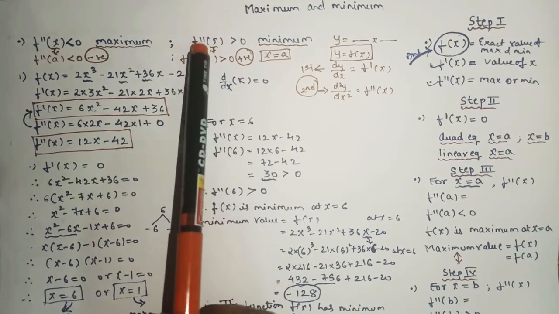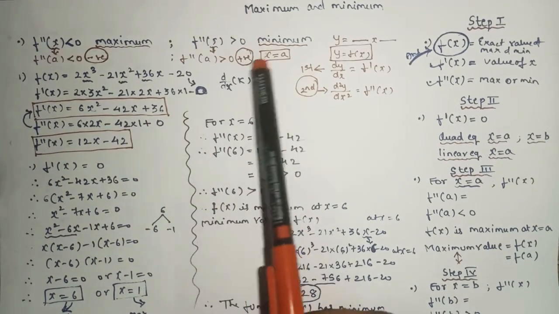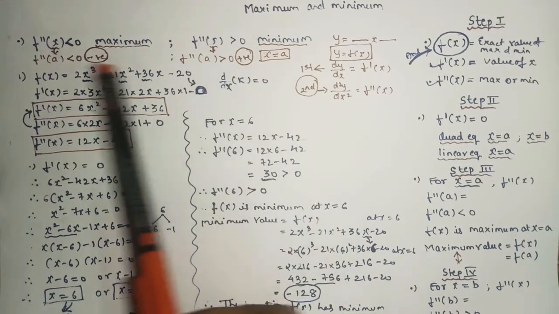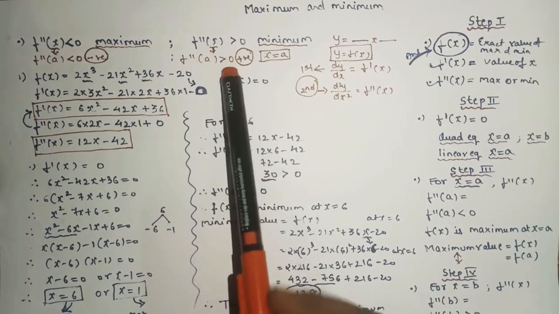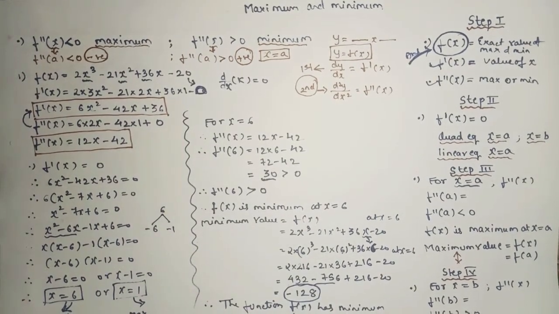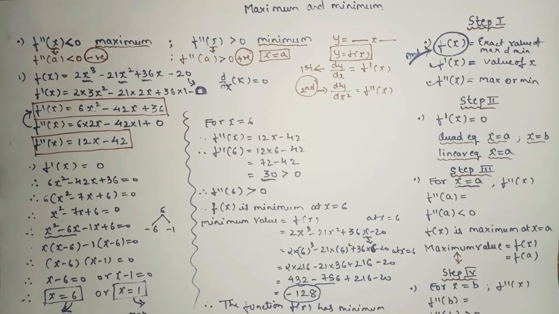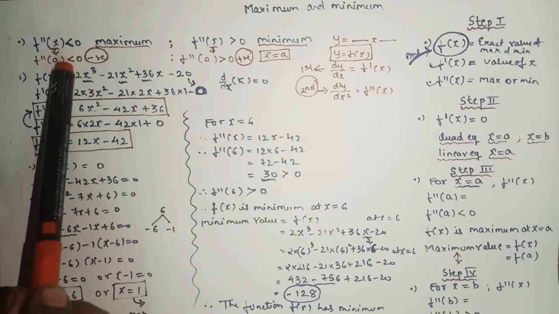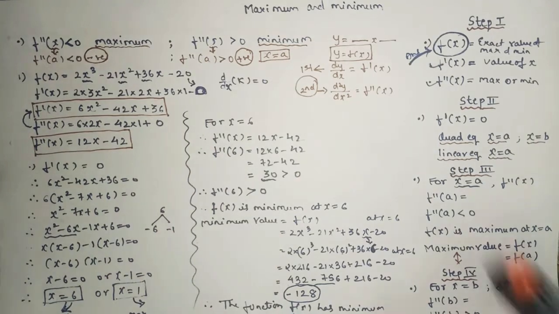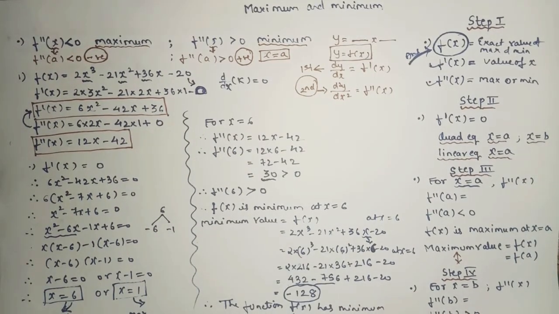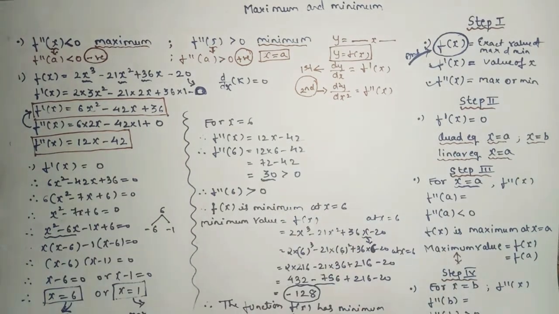If the second derivative test answer, after putting the value of x, is greater than 0, meaning it has a positive value, straight away we can say that the function is minimum. Just remember this: if it is less than 0, the function is maximum; if it is greater than 0, the function is minimum. These are the sub steps you have to follow, and I explained all this in the last lecture. So let's check one sum of the same type based on this.